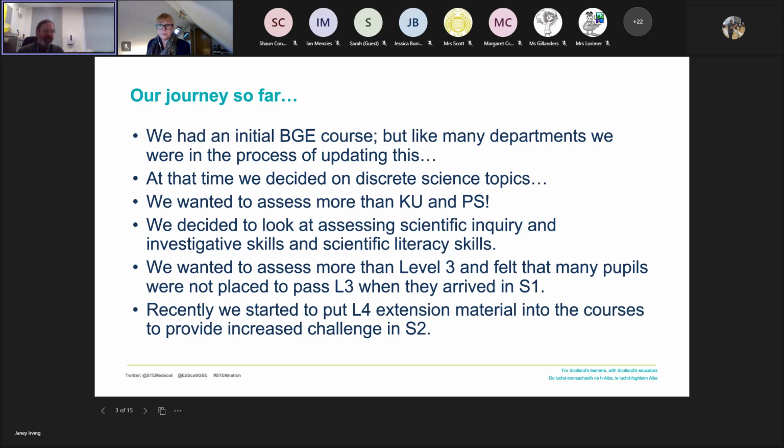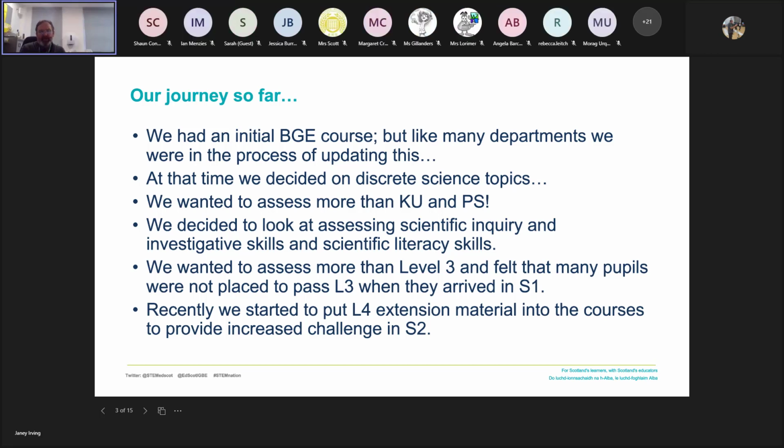So we decided to revamp our courses, keeping to what we were doing originally, which was 6 topics covered over the course of the year, 2 based around biology, 2 based around chemistry, and 2 based around physics. And then we wanted to create unit tests which tested their scientific skills at level 3, level 2, and moving on to extending it to level 4.